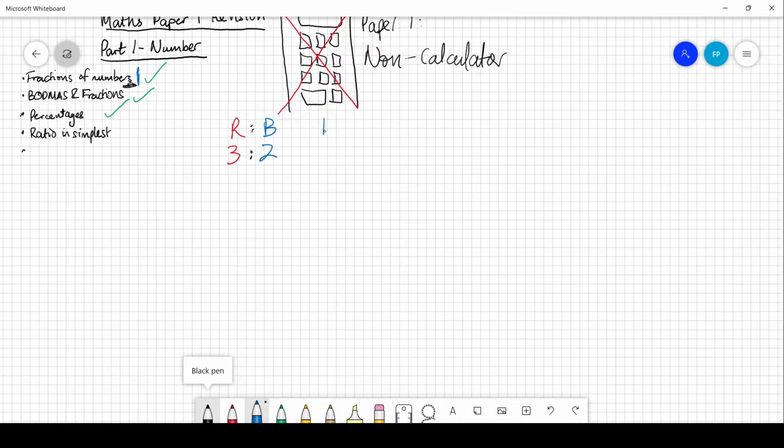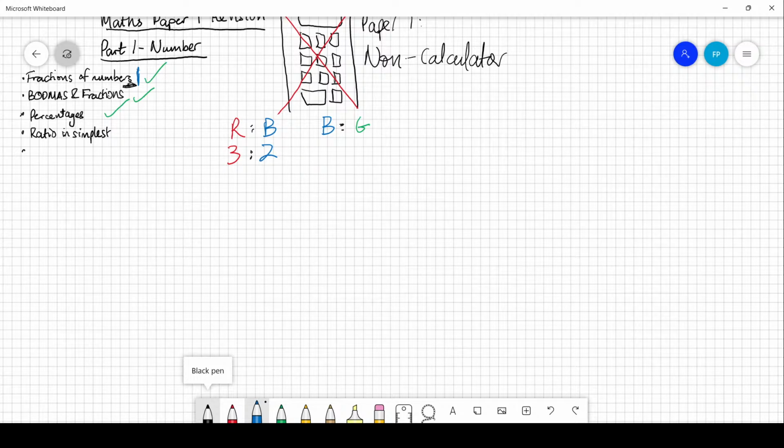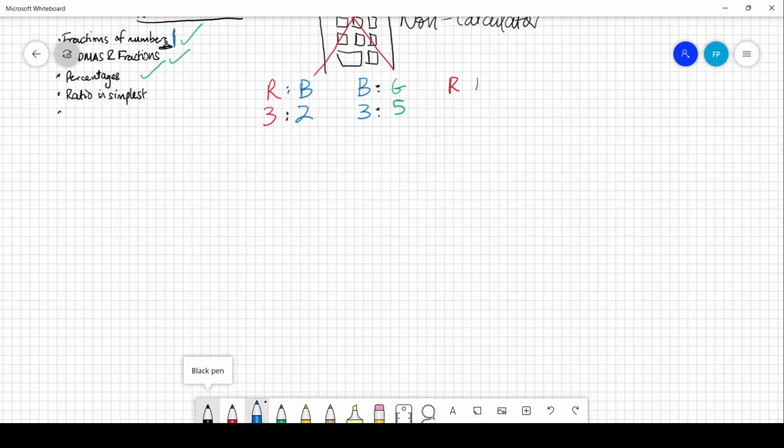Whereas let's say the ratio of blue counters to green counters is going to be, let's use 3 to 5. And a question might ask you to find the ratio of red to blue to green counters, like all together, if you were to look at them all together. So how would we do this?